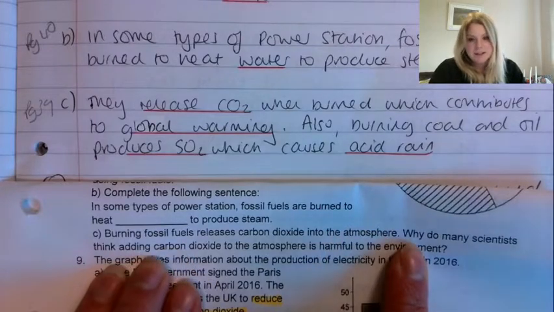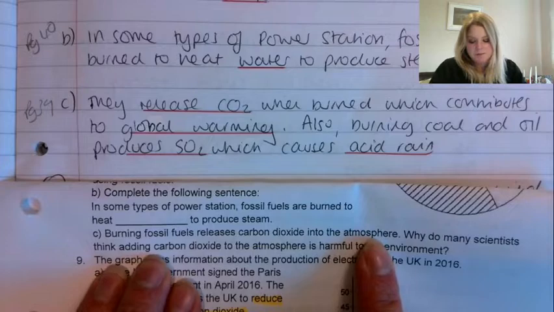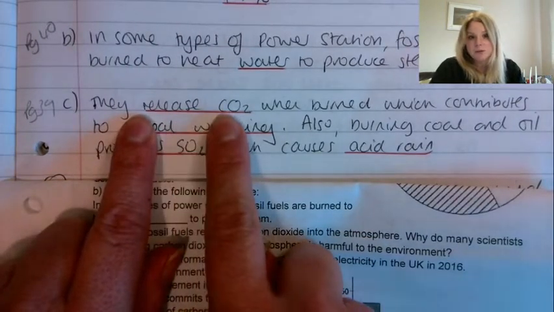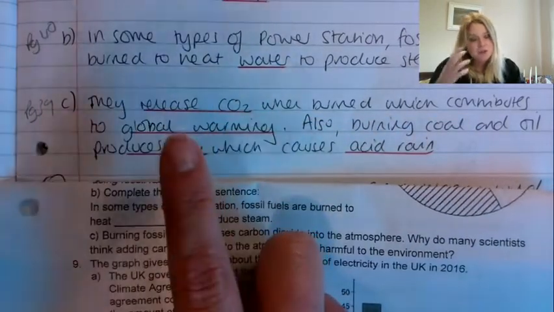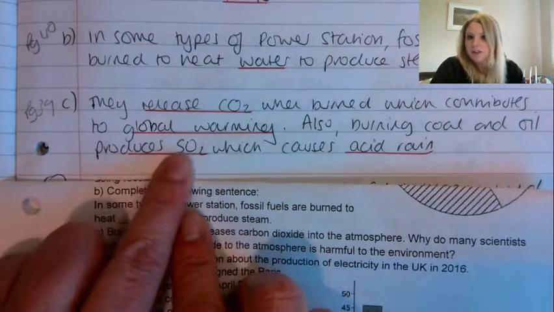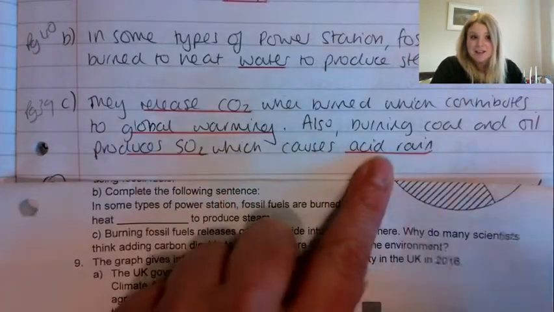Why do many scientists think adding carbon dioxide to the atmosphere is harmful to the environment? Well, burning fossil fuels releases carbon dioxide, or CO2, when it's burned, which contributes to global warming. And two of the fossil fuels are coal and oil, and they produce sulfur dioxide, the chemical symbol for that is SO2, and that can cause acid rain.